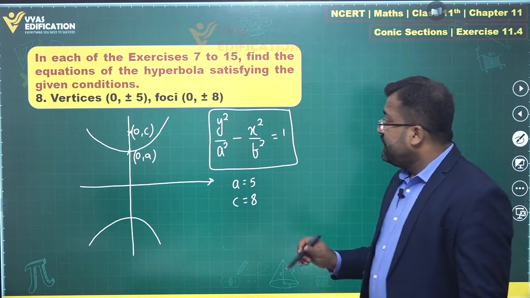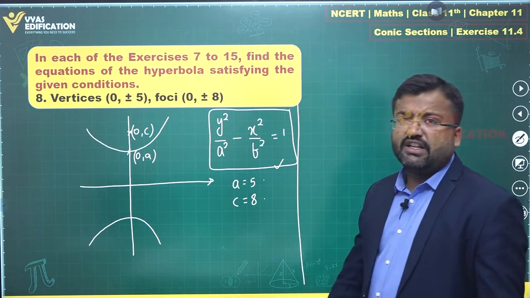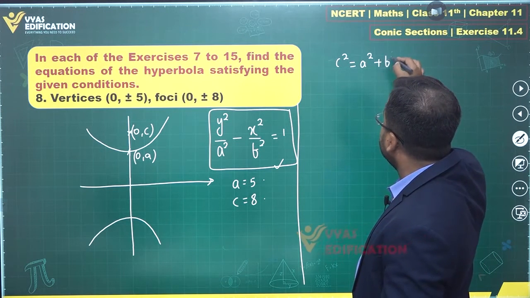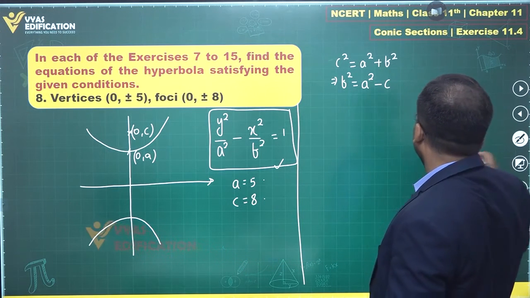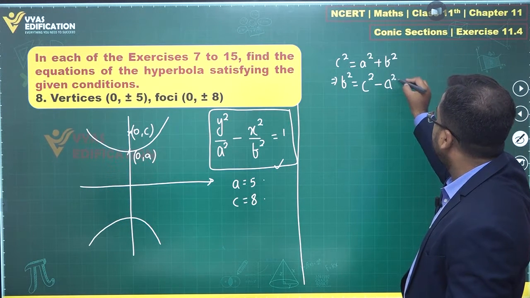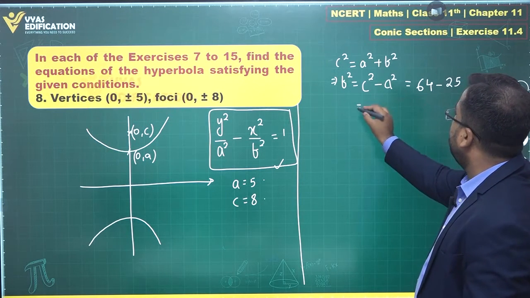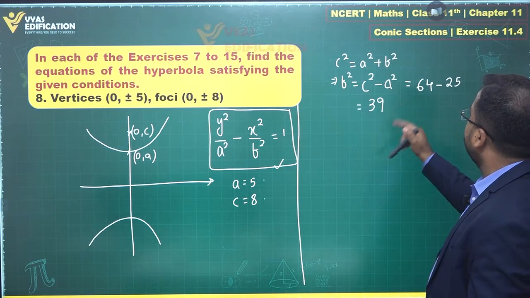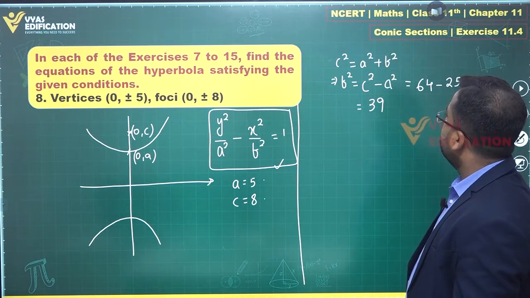Once you have identified these few things, a has already been found. The only thing that we need to find is b square, and there's a condition for that. c square is equal to a square plus b square. Therefore, b square is equal to c square minus a square. What is that? c square is 64 minus 25. And where does that take me? This is 39, yes. This is what you get. So, b square is equal to 39.